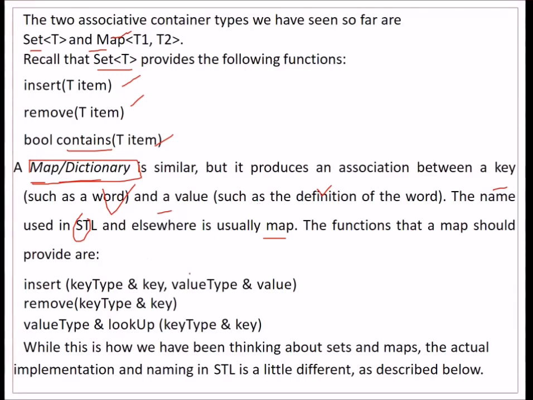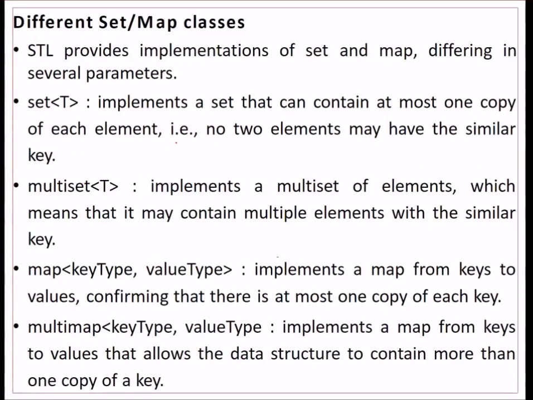These are the functions generally related to our map or dictionary. One is insert: you are inserting a value related to this key. You are removing the value related to this key, and you are also looking up, finding this value. So this is how we have been thinking about sets and maps, but in the implementation, there are various set and map classes. STL actually provides us implementations of set and map, but they differ in several parameters.